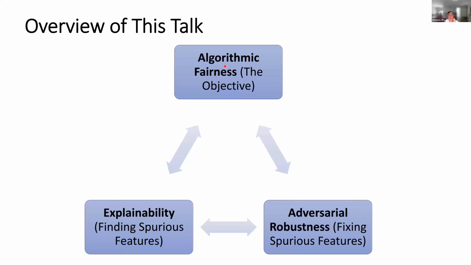Our goal here is algorithm fairness. We ensure our algorithm has equal outcomes as defined by the attributes of interest, for example gender and race. Our approach is to find the spurious features, and also we try to fix them. So that's the outline of our approach.